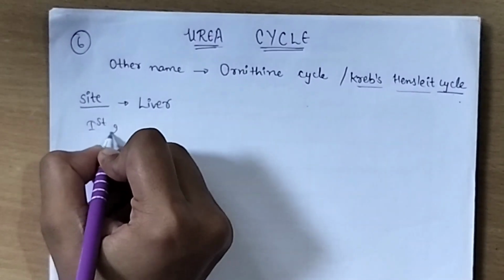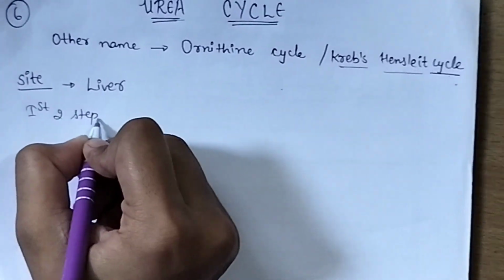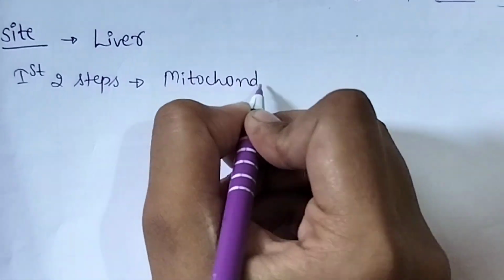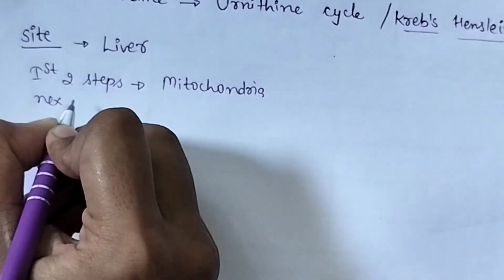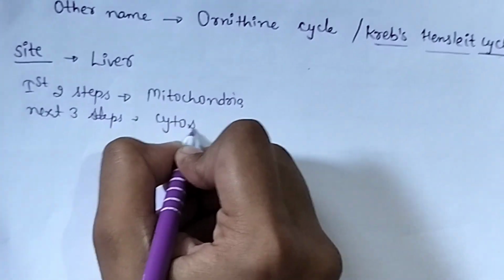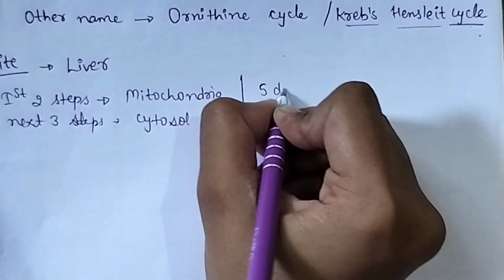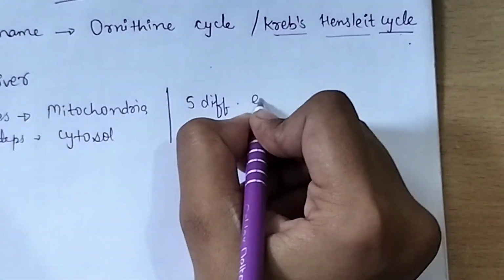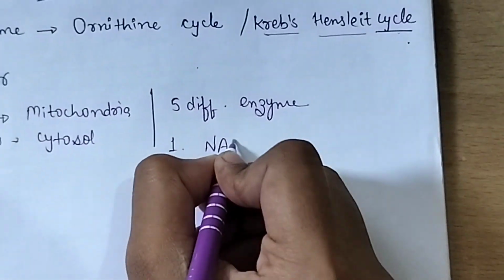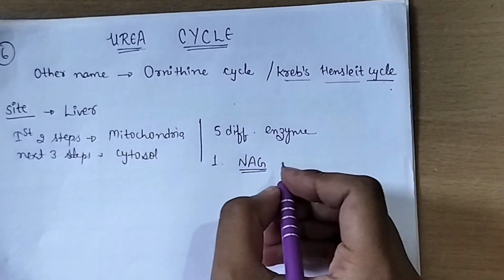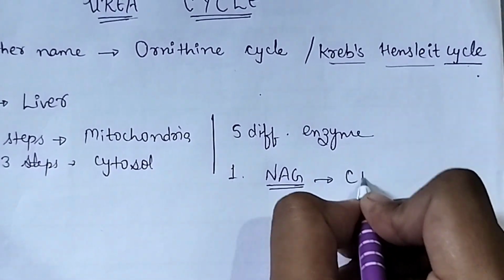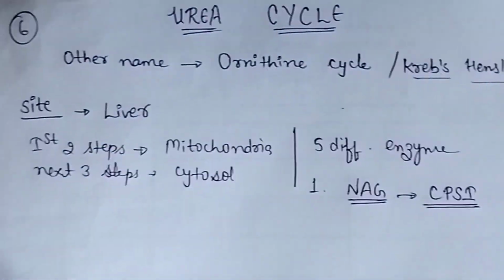This is a 5-step reaction. The first two steps occur in the mitochondria, and the next three steps are completed in the cytosol. So five different enzymes are required for the five different steps. And one more enzyme, N-acetyl glutamate, is also required, which is the allosteric activator of the enzyme carbamoyl phosphate synthase 1, CPS1.